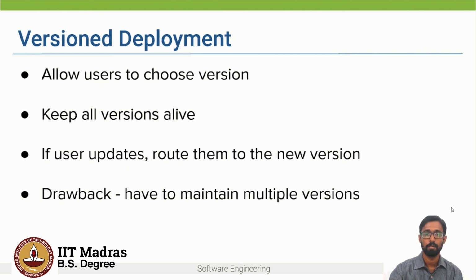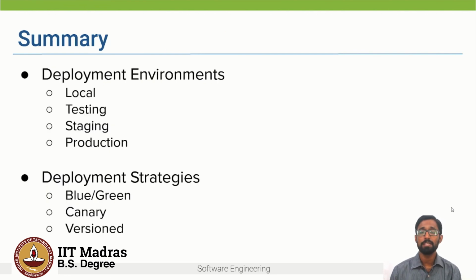So to summarize, in this video we looked at several deployment environments, starting from the local, the testing, staging, and production. We also looked at various deployment strategies, how we can deploy new versions of our application from the staging to the production. We looked at the blue-green strategy, the Canary strategy, and the version strategy. We looked at advantages and disadvantages of each of them.